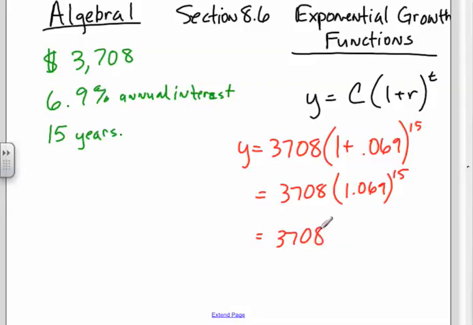I'm going to use my calculator, and I'm going to raise 1.069 to the 15th. So I'm going to type in 1.069, and I'm going to hit my up arrow, which is diagonal from my 7. Or you may have a y to the x there, same thing. And then type in 15 and hit enter. This is the number that I get from the calculator. 1.069 to the 15th is equal to 2.72060554. And then I'm going to multiply that times 3,708.